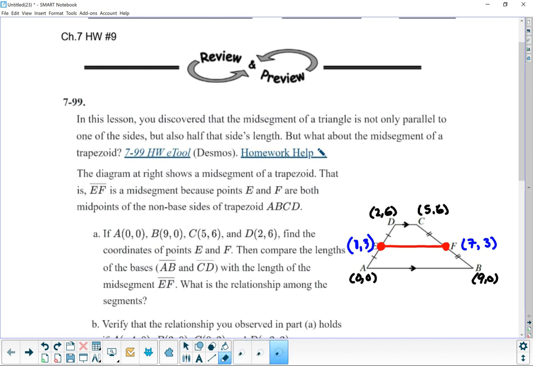So find the coordinates of E and F. E is 1, 3, and F is 7, 3. And what's the length of the mid segment EF? Because this is flat, it's actually easy to count. From 1, you're going to go all the way to 7. So 1, 2, 3, 4, 5, 6, 7. How many jumps is that? That's going to be 6. So this length right here is going to be 6 long.